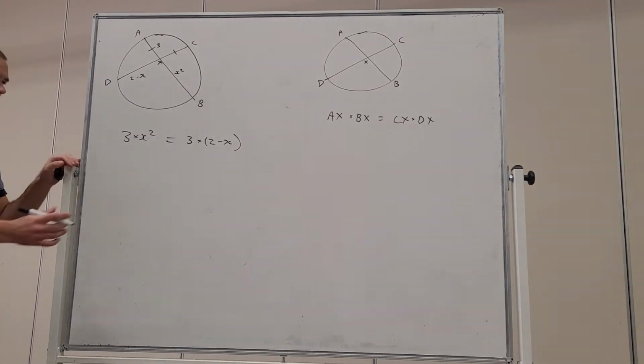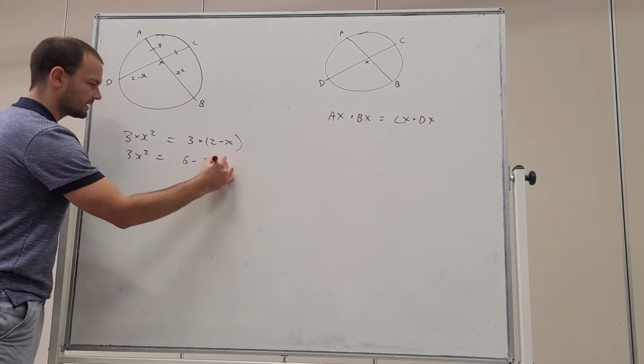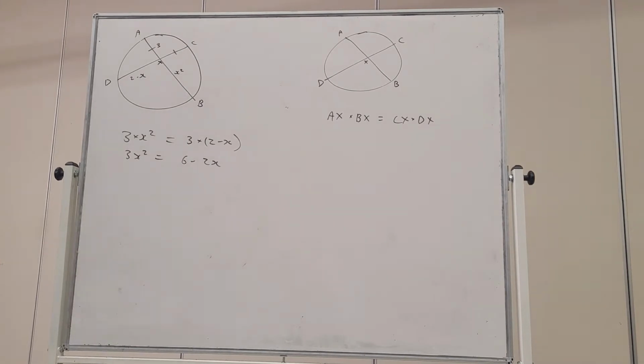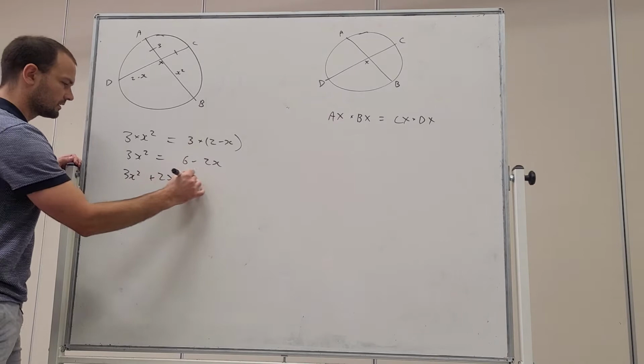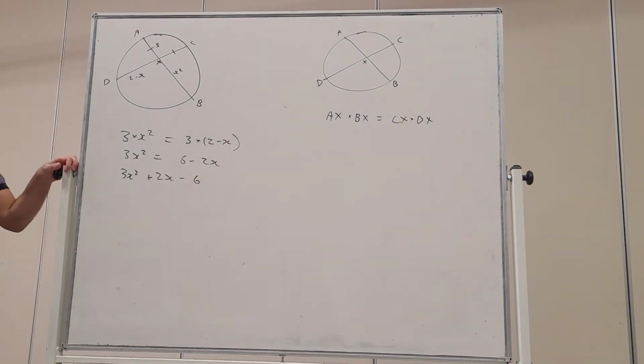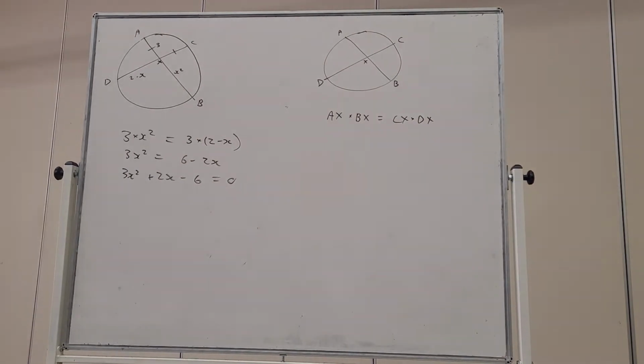Alright, so what we want to do is expand it. We're going to have 6 take 2x. We're going to move all to the left hand side. We're going to have 3x squared plus 2x take 6 equals 0. So we're trying to find the values of x that satisfy this equation.